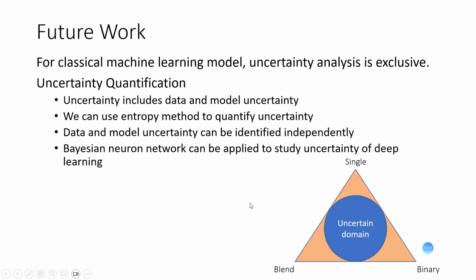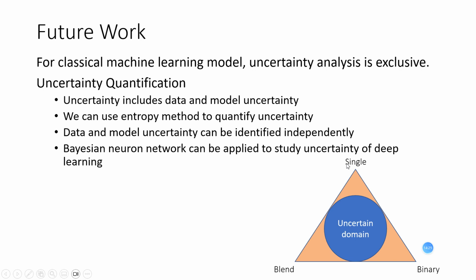Now I want to talk a little bit about the following work. It will be uncertainty quantification, because the classical machine learning models cannot do uncertainty analysis. Like the CNN, which is very powerful, and the ResNet and the multi-layer perceptron, they cannot do uncertainty quantification, which includes data uncertainty and model uncertainty.